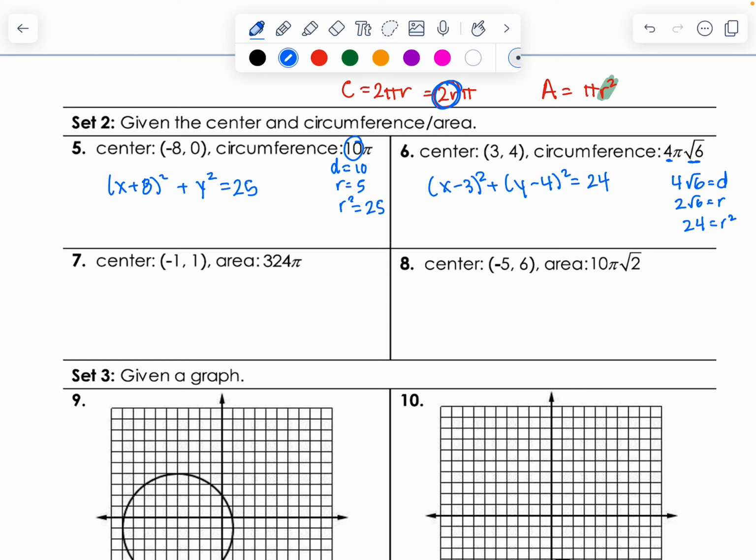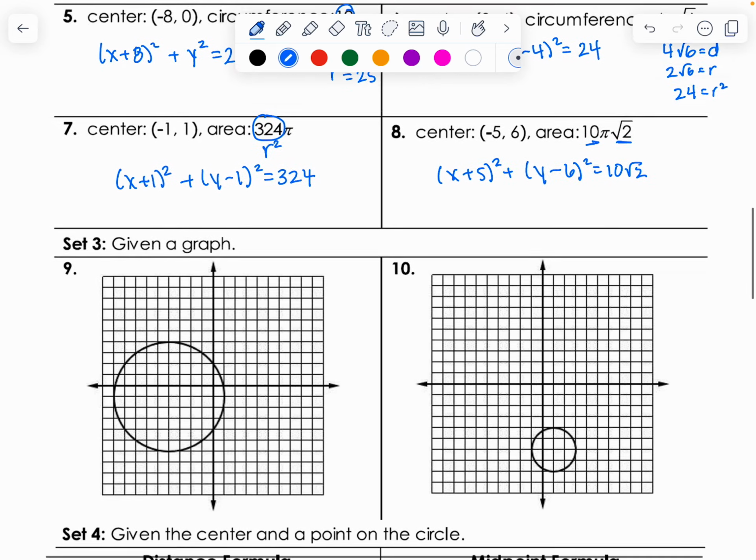Okay, for the area, this literally represents your r squared. You don't have to do any work except making sure you got your shifts right. 10 root 2 is r squared, so that's it. So I'm just going to go ahead and get my shifts right here for the center. And it is 10 root 2, and that's acceptable.